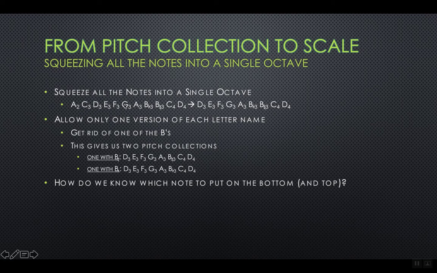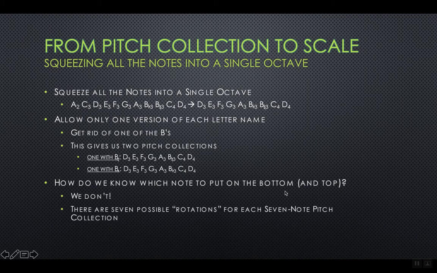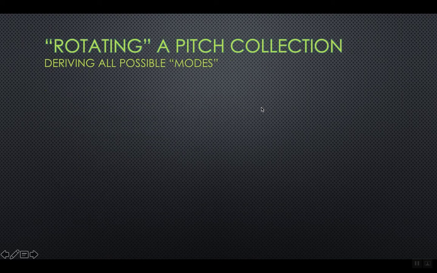So a big question: when we took this big long string of pitches and just chose D as the first pitch and the last pitch and made a scale about it, how do we choose which note to put on the bottom? Why didn't I do it from A up to A and just throw one of the Bs in there? I could have done that. So how do we know which one to put on the bottom or the top? We don't know the answer. There's seven possible rotations for each seven note pitch collection. So I could take the same notes and start on E instead and go from E, F, G, A, B, C, D, E. I could start on F, F, G, A, B, C, D, E, F, etc. And I could sometimes have B flat, sometimes have B. So there's lots of combinations.